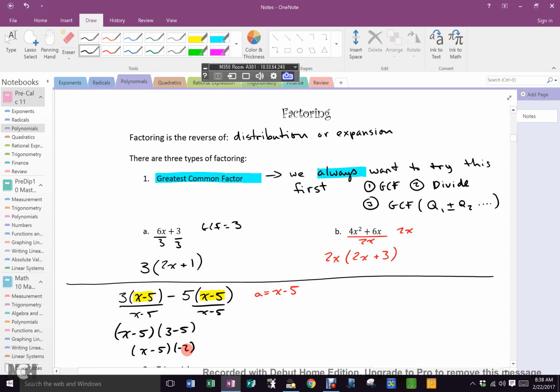Okay. Then what do I do if it looks like this? 2x, x minus 5, plus 3, 5 minus x. What would you do, Bryce? Multiply by negative 1. Not multiply, or divide by negative 1. Sorry. To which factor? The one on the left or the one on the right?